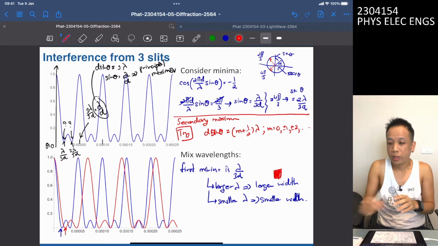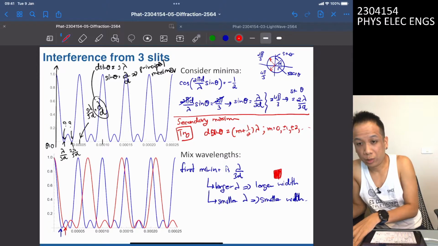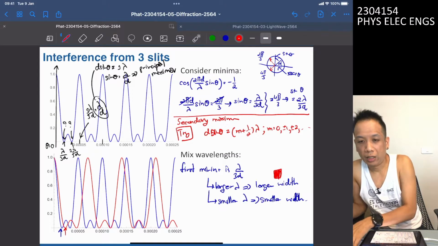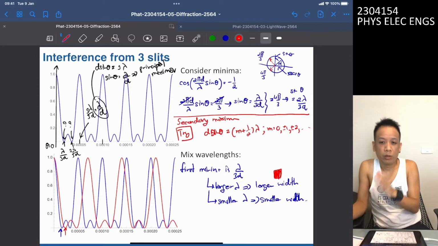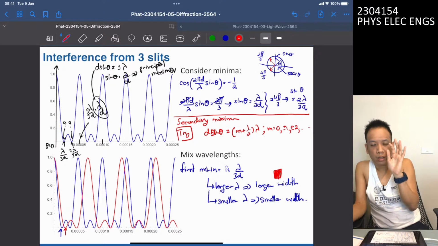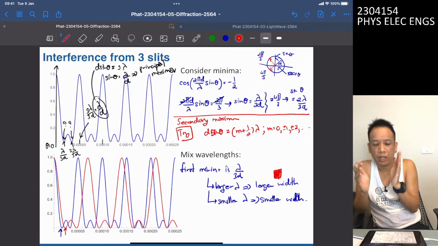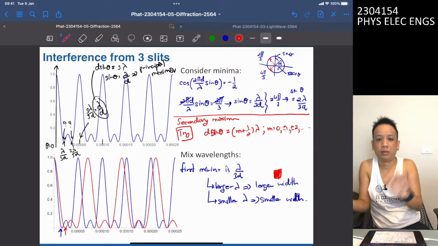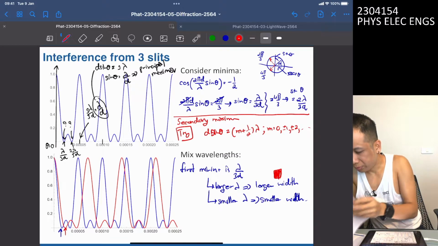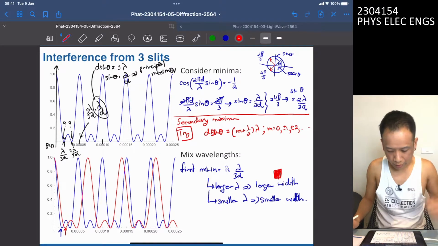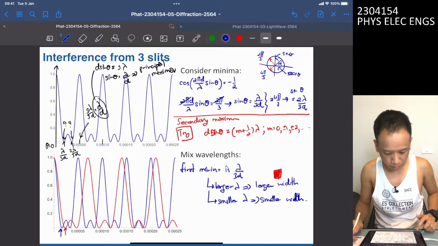So you can see that when you have a 3 slit, you can split the wavelength. When you're looking through the slit, you will not just see one color, which is the superposition of all wavelengths, but you will see it split as rainbow colors. Yep, so this is interference from the 3 slit.